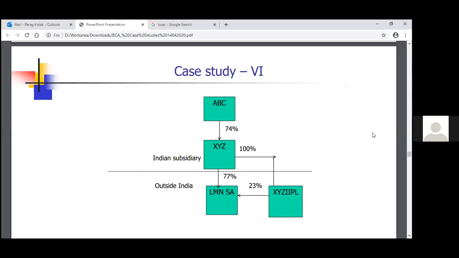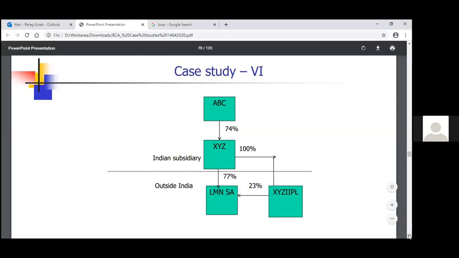The question can be further split in a manner that if 100% of LMNSA were to be owned by XYZ IIPL, then whether that particular guarantee is possible or not. To my mind, then it would become a second level company for the purpose of ABC giving guarantees on behalf of LMNSA to the Indian banker. And in such cases, RBI approval will be required. So this is purely a case study from the guarantee perspective given by the Indian party on behalf of the loan given to the foreign company, which is a JV or WOS.